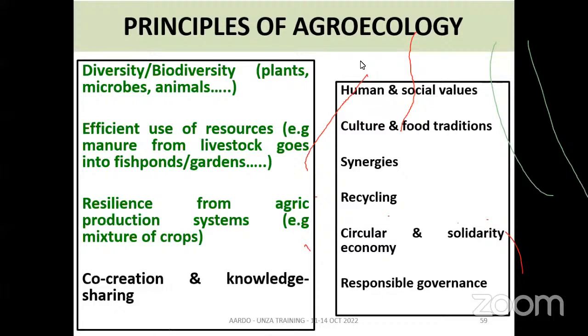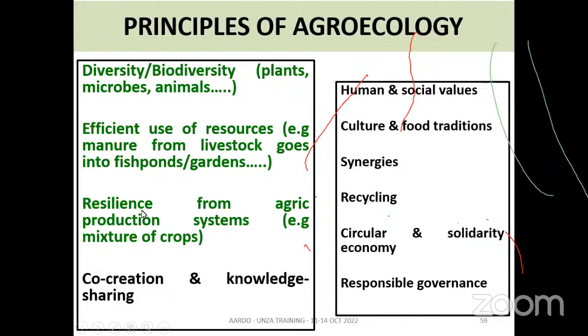And the thinking is that some of the principles you notice are similar to what is in organic agriculture, but the difference is the systems thinking: integrating systems and designing that system ahead of time. So biodiversity is very important. Efficient use of resources: instead of the cow dung or the chicken dung being thrown away, it can be used in a vegetable garden or in a fish pond. Resilience: if you have many different crops in that system and one crop fails, you will find food from another source. Co-creation: the realization that anything you develop must be co-owned, co-created, and the knowledge must be shared in that community. And there are several others here that I'll not go into.